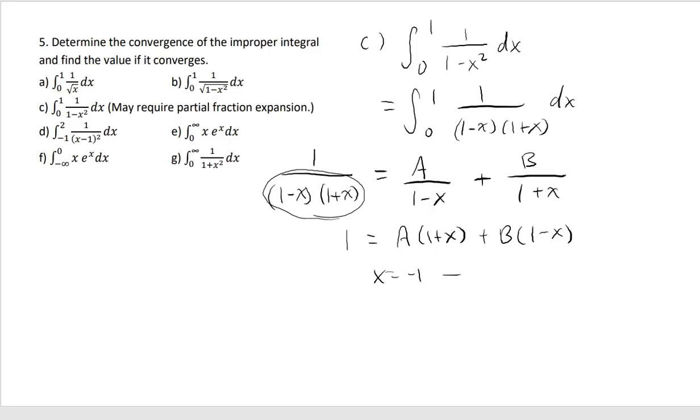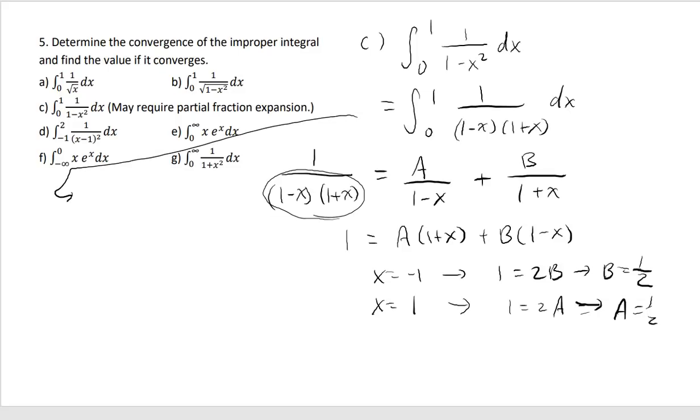Plug in x equal to -1, which gives you 1 equals 2b, so b is equal to 1/2. Also, plugging in x equal to 1 makes this one 0, and then you have 1 equals 2a, so a is also 1/2. So that means this integral is now the same as the integral from 0 to 1 of 1/2 over 1 minus x plus 1/2 over 1 plus x dx.